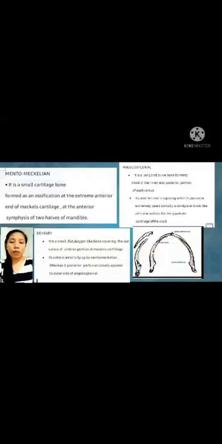Bones of the lower jaw. Meckel's cartilage is surrounded by three bones. First is the mentomeckelian, angulosplenial, and dentary. Mentomeckelian is a small cartilage bone formed as an ossification at the extreme anterior end of Meckel's cartilage at the anterior symphysis of the two halves of the mandible.